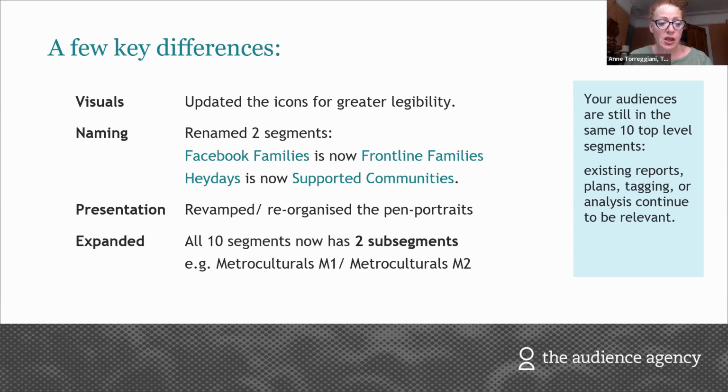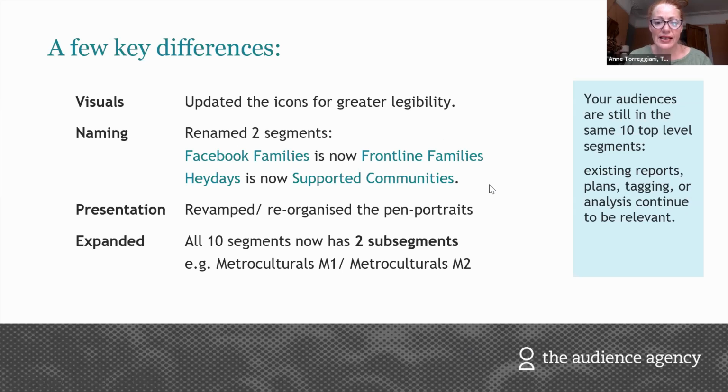You'll see that we've revamped the presentation of the pen portraits and hopefully made it a little bit easier to navigate, especially with more detail in there. And we've expanded it, as I said. So each of the 10 segments, as you know, has 2 subsegments, and they're very easily renamed, just M1 and M2 for Metroculturals, S1 and S2 for Supported Communities, just to keep it simple, so we haven't got a proliferation of kind of crazy names. Ollie, we're nearly there. I think we are.